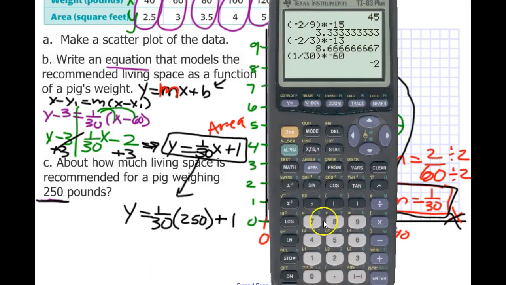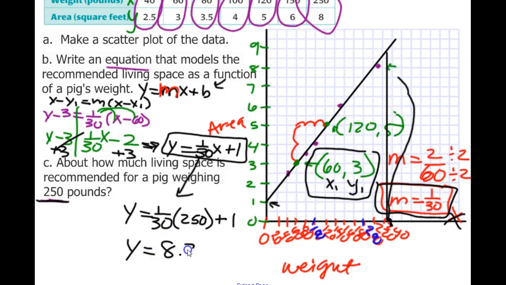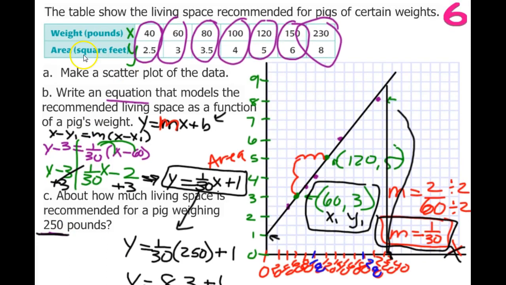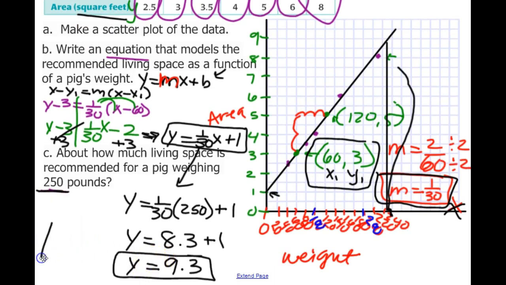So let's plug in 1/30. It's not 1/3. 1 over 30 times 250. And I get about 8.3. And then we have to add the 1. So we have about 9.3. So a pig that weighs about 250 pounds should get about 9.3 square feet of space. So 9.3 by 9.3 to make a nice square pen for the pig.